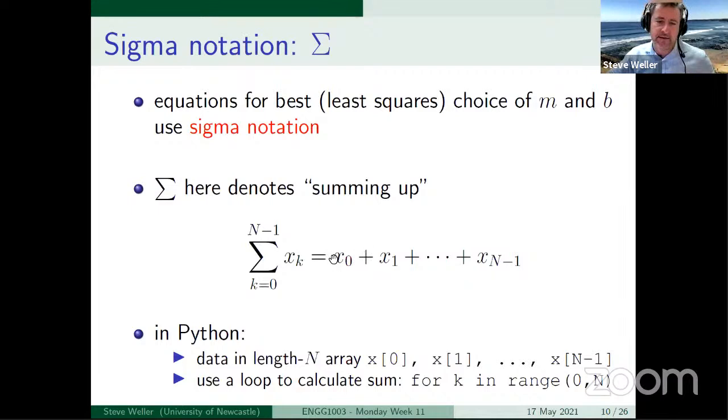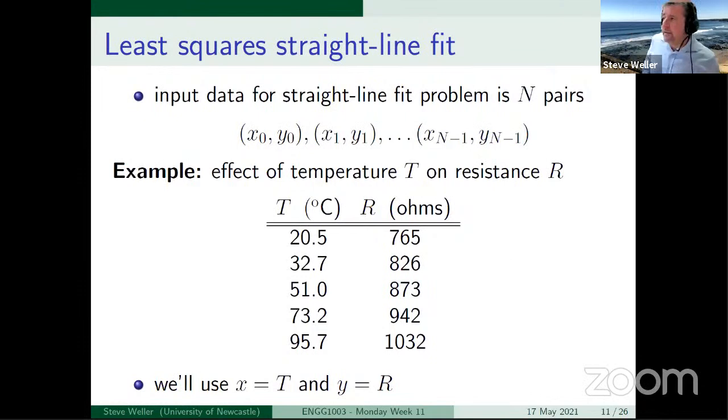And I'm introducing it because, in using sigma notation, the expressions for M and B appear in their simplest form, and they're straightforward to map into Python code using arrays and for loops. And we're going to do that: write the code, test it, and demonstrate it with a small example.